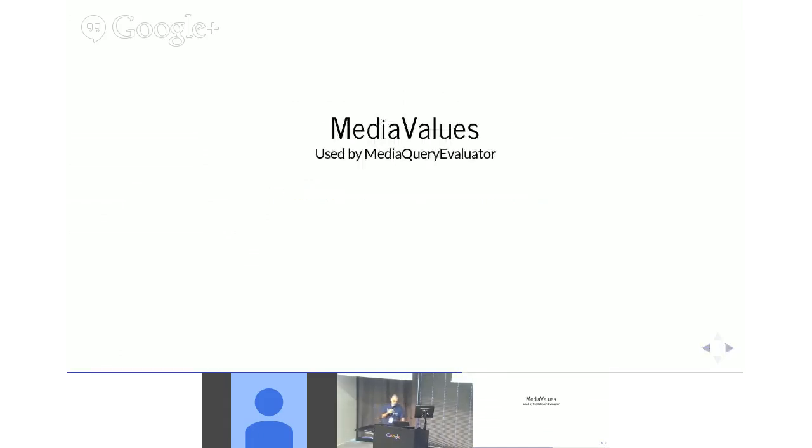Media values is a class that I added as an abstraction layer to the media query evaluator. Basically, it enables a cached variant, so you can initialize the media query evaluator and give it cached values if you know that you're going to throw out the media query evaluator pretty soon. Or if you're using it off main thread, in that case, all you have is cached values.